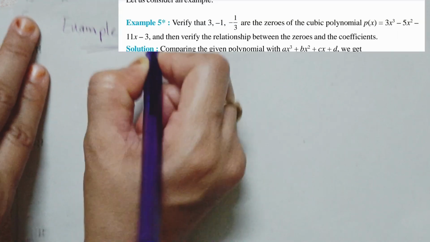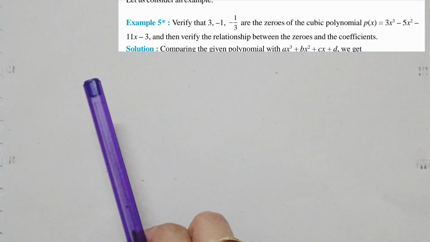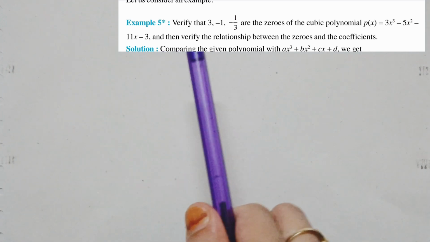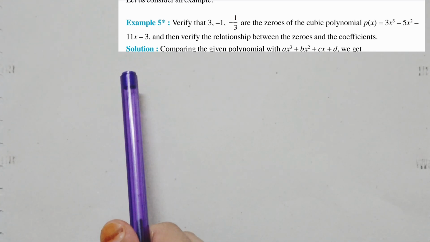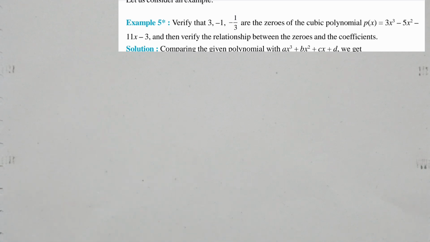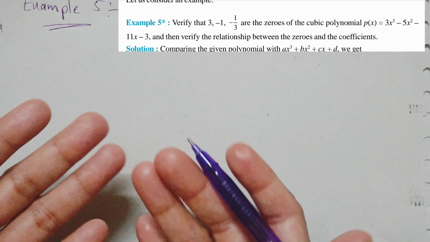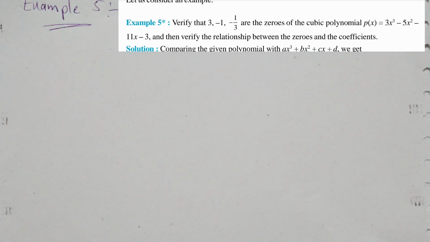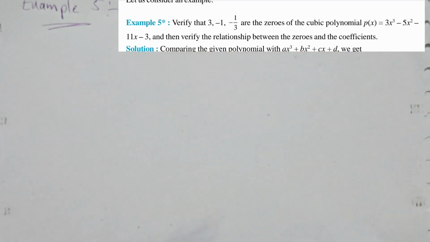Example 5. Okay, what is the question? Verify that 3, minus 1, 1 by 3 are the zeros of the cubic polynomial p of x equal to 3x cube minus 5x square minus 11x minus 3. Here one cubic polynomial is given, and for that cubic polynomial we have been given the zeros. Now what we have to do is verify the relation between the zeros and the coefficients.